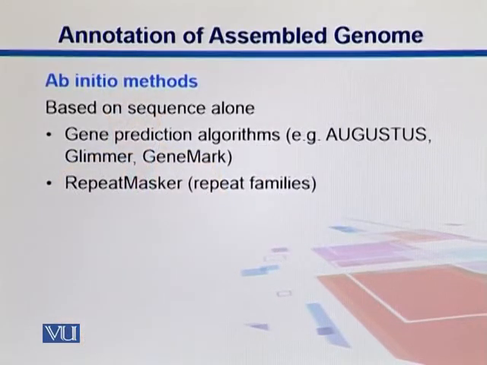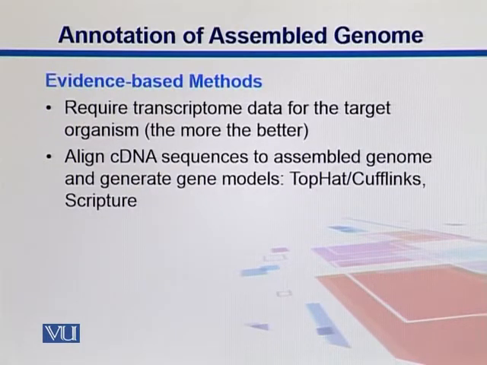Methods of these annotations. In a computational sense, we classify them into the following methods. One of them is ab initio methods. They are based on sequence alone. So for example, we try to do some gene finding, and that is dealt with by gene prediction algorithms like Augustus, Glimmer, GeneMark. We try to find the repeat families. There is software called RepeatMasker. They work on the sequences and try to find these different genes and repeats based upon some specific patterns.